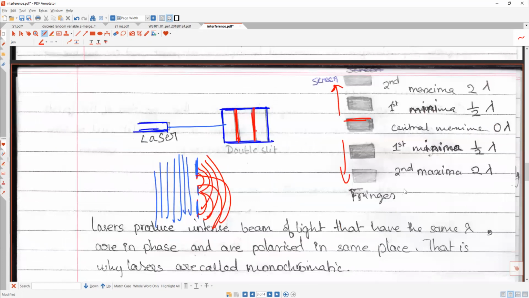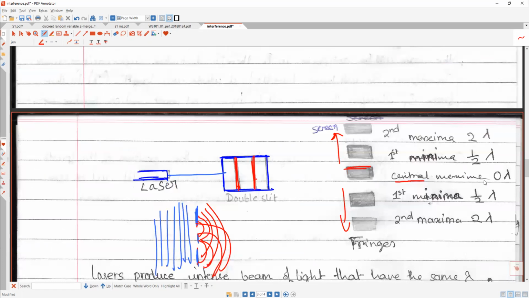Remember the central one, we call it the central maxima. The central maxima is known as 0 lambda. I already told you that. Central maxima is 0 lambda. The first maxima is half lambda. The second maxima is 2 lambda.